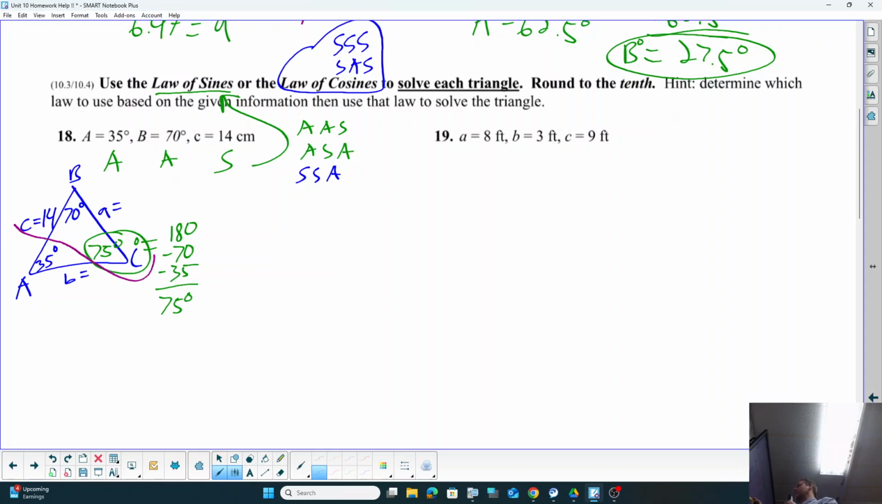So C goes with C. And let's do the law of sines. We're trying to find the missing sides. You have to choose A or B. You choose. A or B, which one? A? Really? Okay.